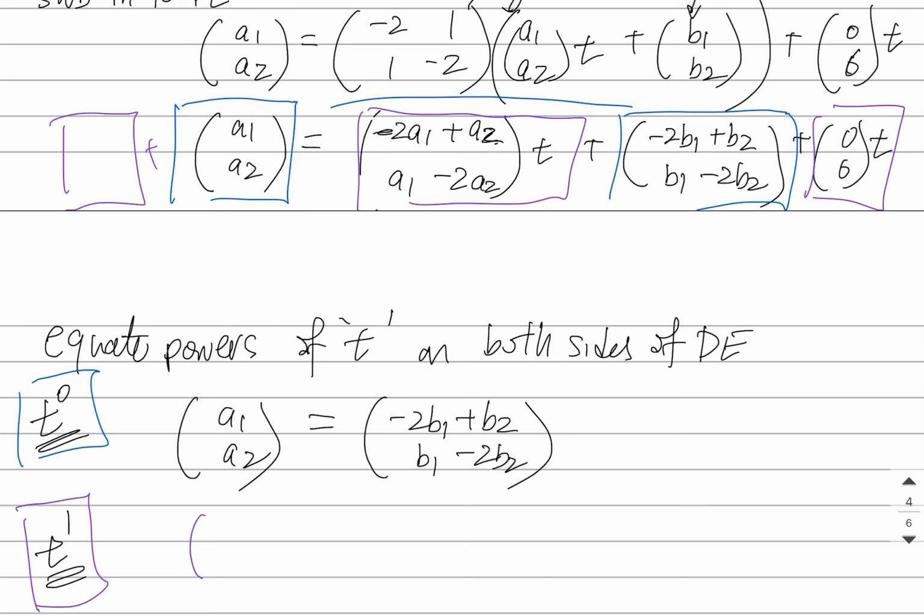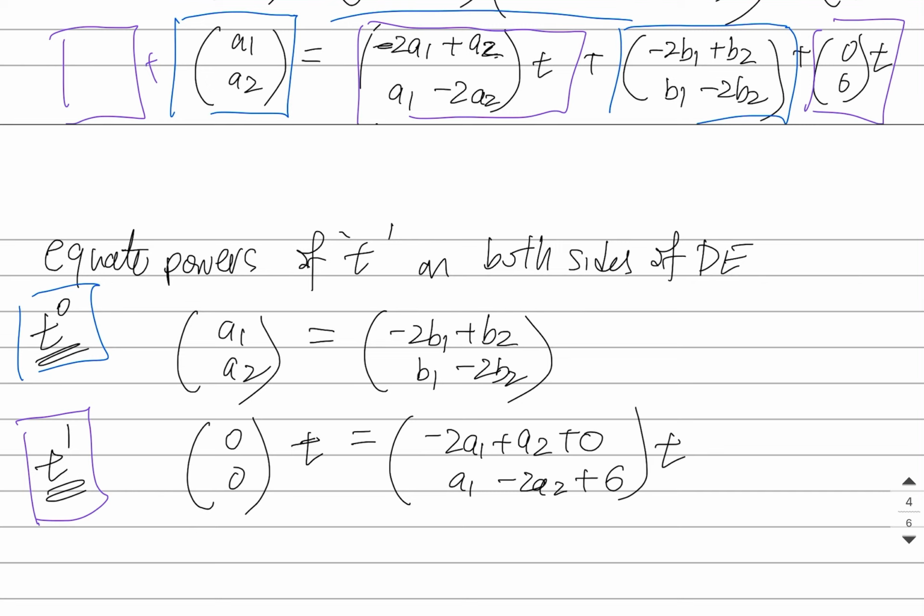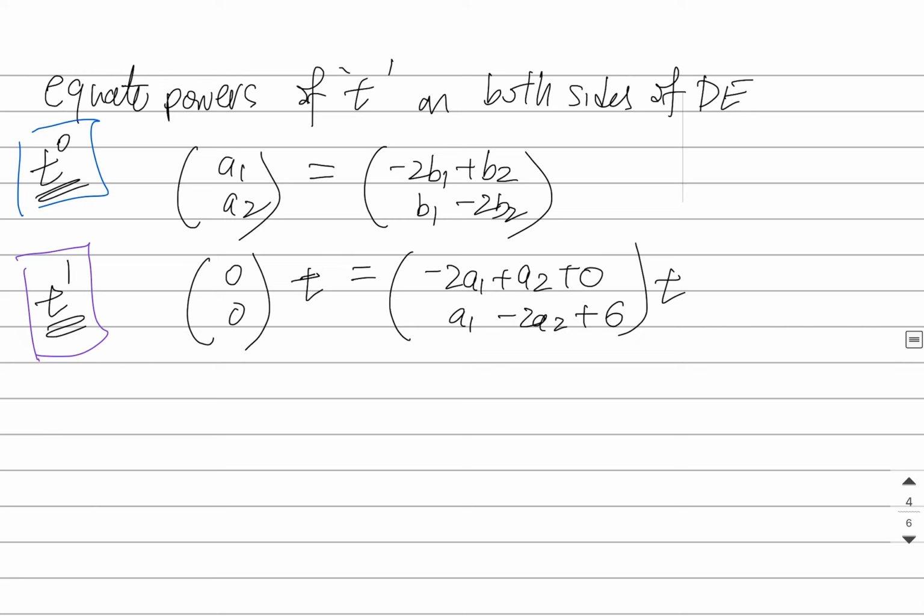And so if we go through this, it's just a matter of bookkeeping, right? We have to keep everything straight here. So we'll have the 0, 0 vector on this side in terms of the t. And on the other side, we'll have negative 2a1 plus a2 plus 0, a1 minus 2a2 plus 6. All of that multiplies by t. So we end up getting two systems.